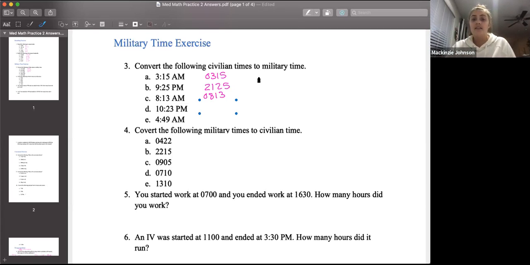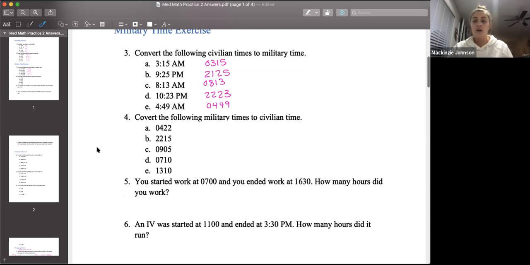10:23 p.m., the same thing. I'm going to take 1200 and add 10, and then add my minutes, 23. So it'll be 22:23. And then 4:49 a.m. is going to be 04:49.